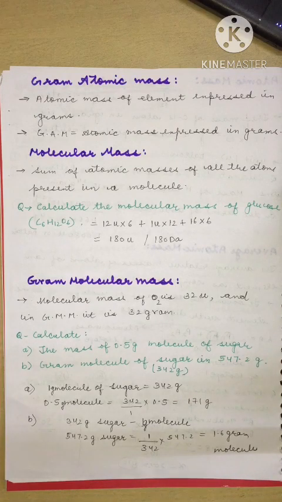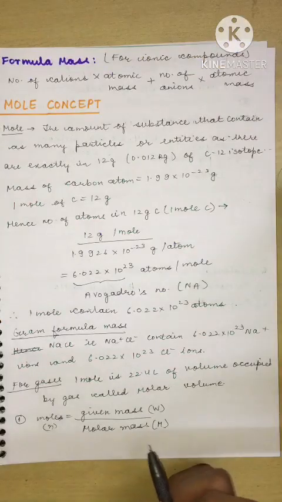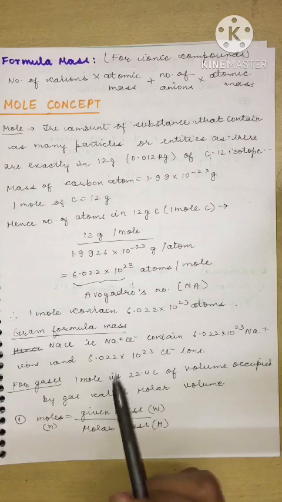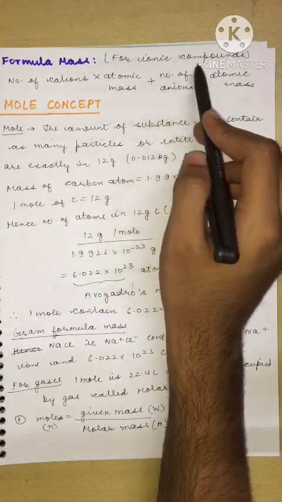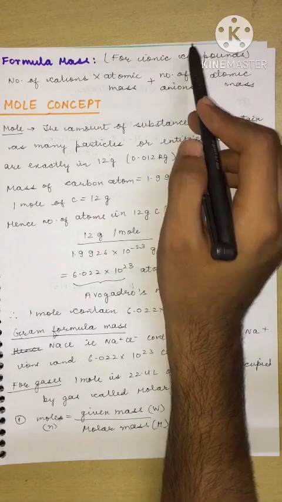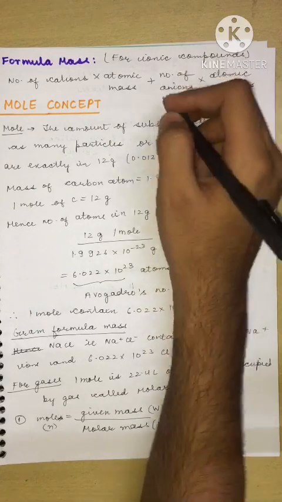Next is formula mass. Formula mass is used for ionic compounds. Suppose you have an ionic compound. An ionic compound always contains cations and anions. Suppose you have NaCl.